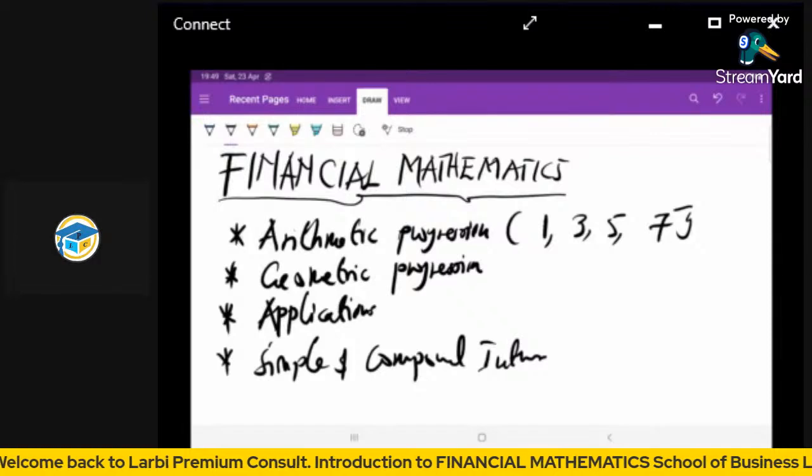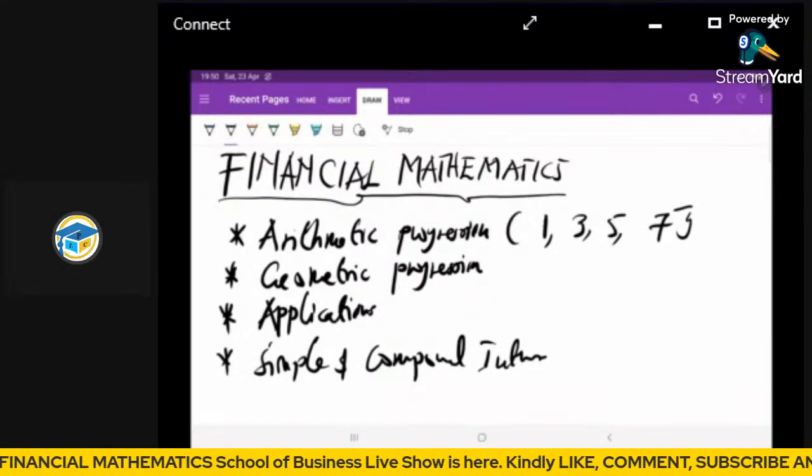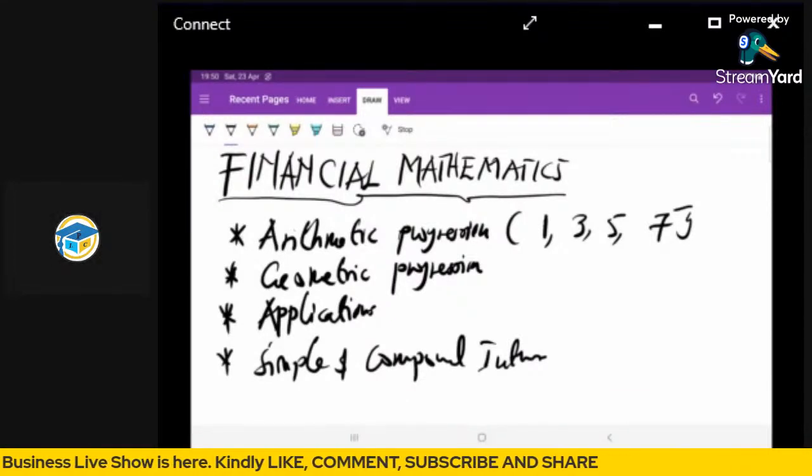What can you see here is that when you start from one, you move on to three. Is that okay? From three, you move on to five. From five, you move on to seven. What can you draw about this series? What can you draw about this pattern of numbers being arranged?